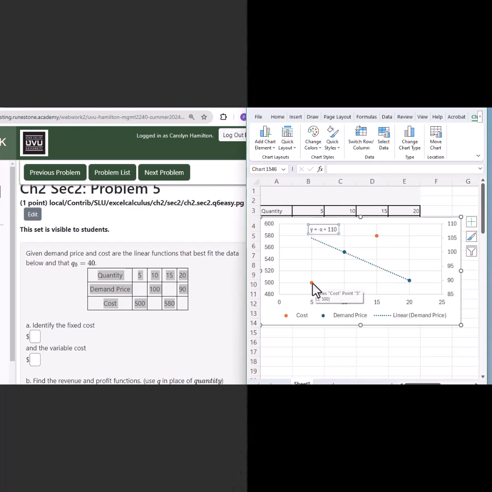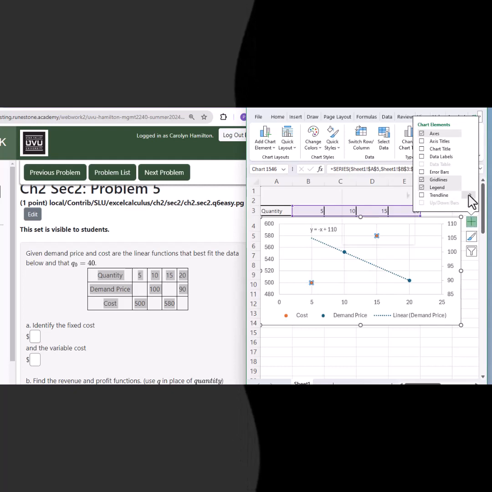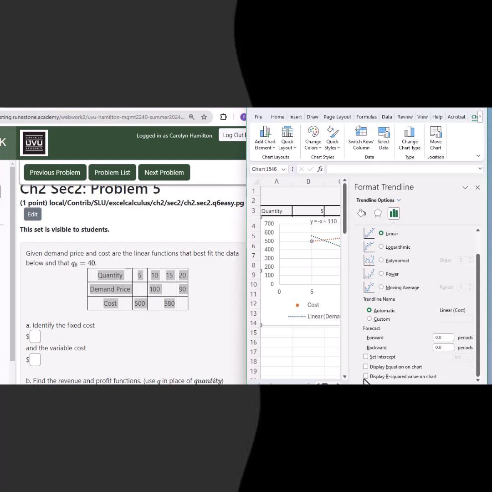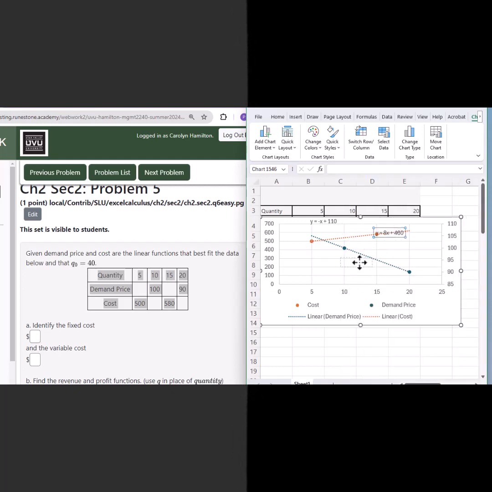And then do the same for the other: add a chart element, trend line, linear, and display the equation on the chart. And because I only had 2 points for each, and because the points were nice round integer numbers, I'm getting nice even whole number coefficients in my equations.